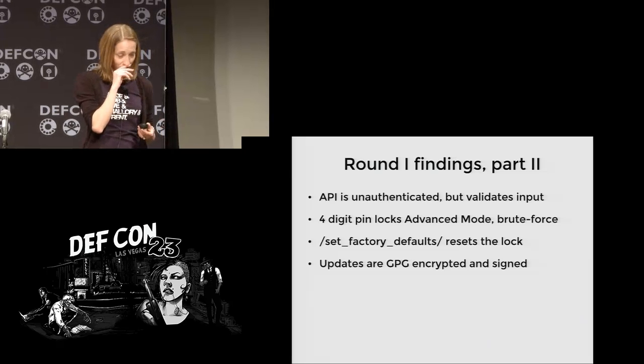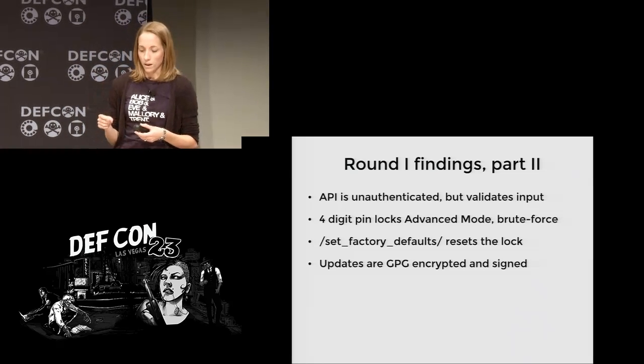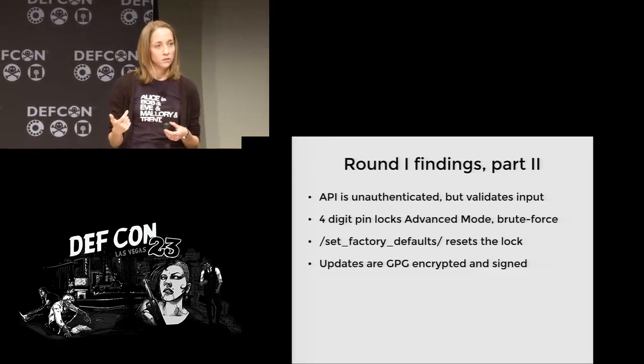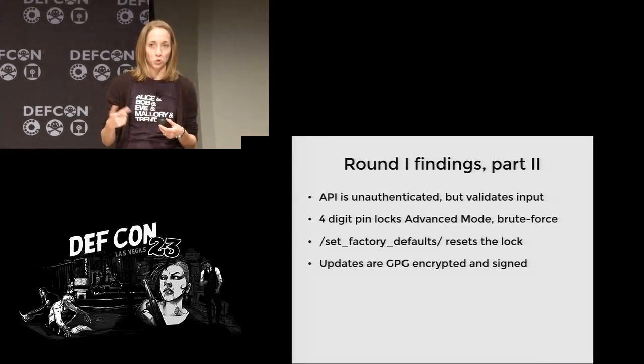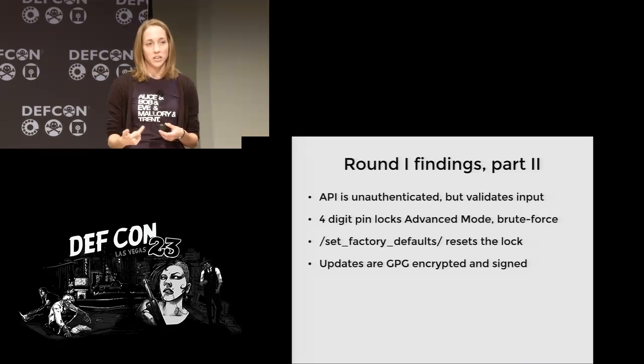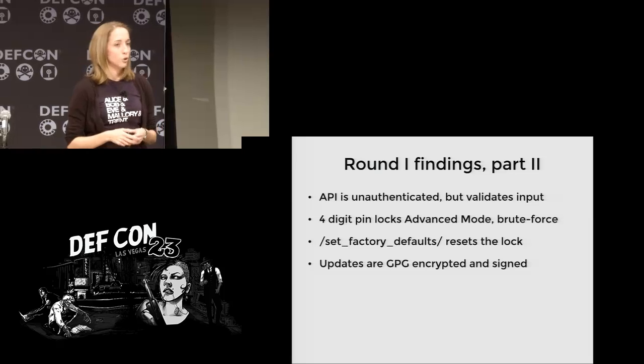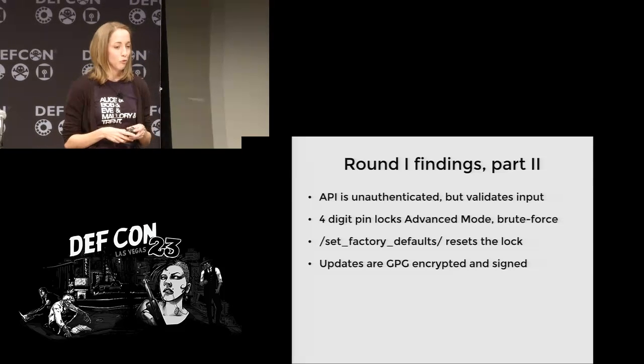We found that for advanced mode, when you want to jump into the tag and track mode, you can set a four-digit PIN so that when you boot the rifle, when you boot the scope, before you can even get into advanced mode, you have to enter this 4-digit PIN. But 4 digits is pretty easy to brute force.